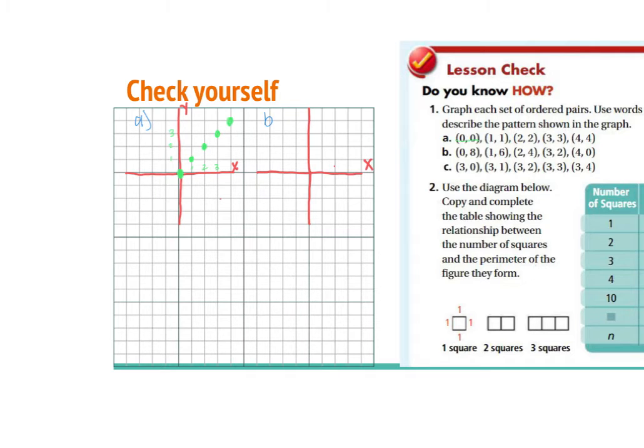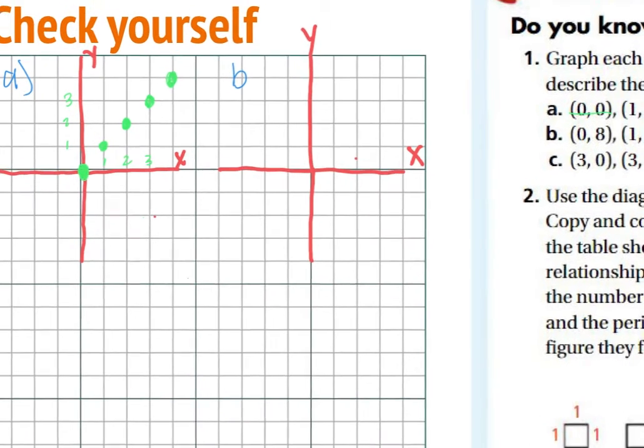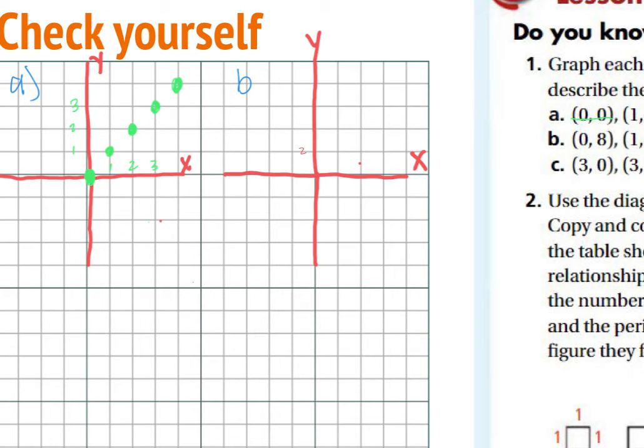The x-axis. This is the y. And let's go ahead and plot our points. So our first point is at 0, 8. In this case, I'm going to go ahead and count by twos. 2, 4, 6, 8.